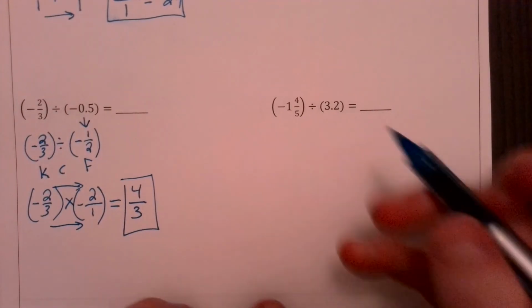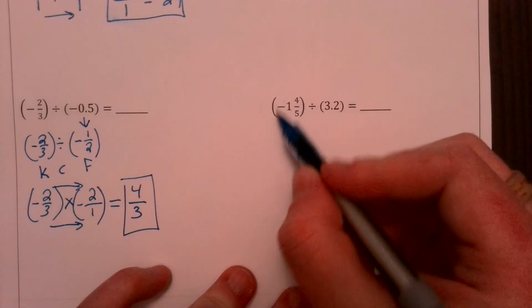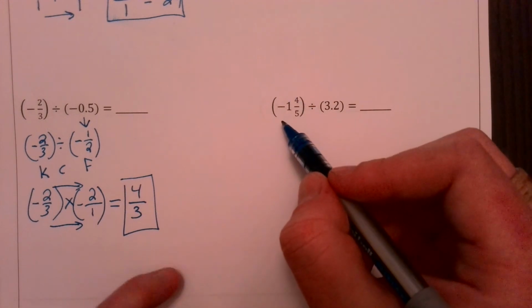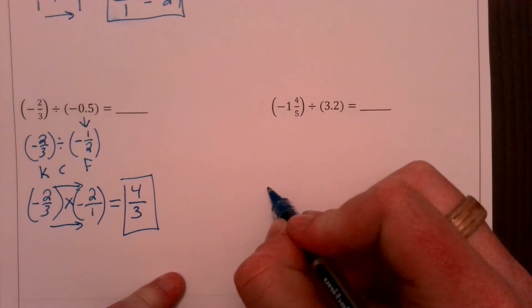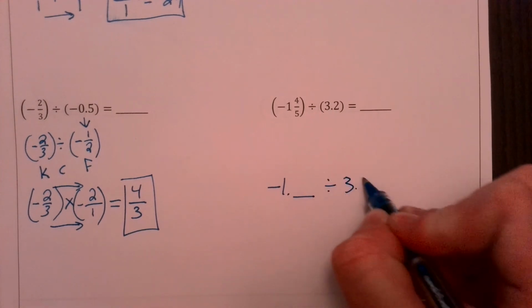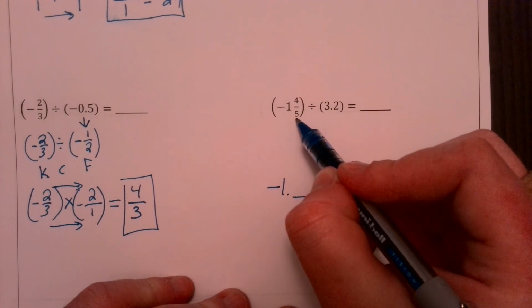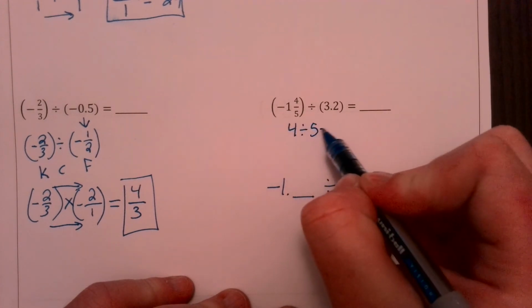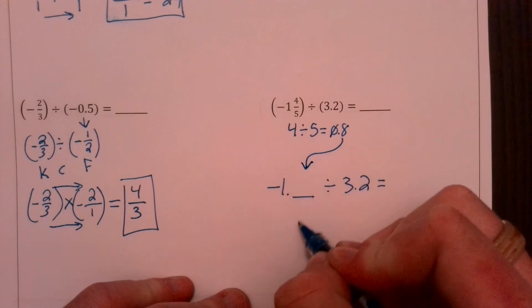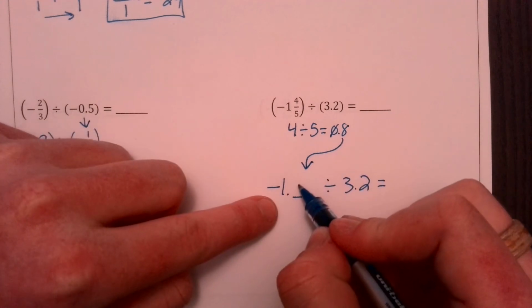All right, our last example, negative 1 4/5 divided by 3.2. I'm going to turn this into a decimal. And I don't have to turn this mixed number into an improper fraction first, because I know I'm going to end up with negative 1 point something divided by 3.2. So all I have to do is turn 4/5 into a decimal. So I can do 4 divided by 5. You can use a calculator. It's going to give you 0.8, and this is the part that we're going to put down here. So I have negative 1 and 4/5. 4/5 is worth 0.8, so I have negative 1.8.